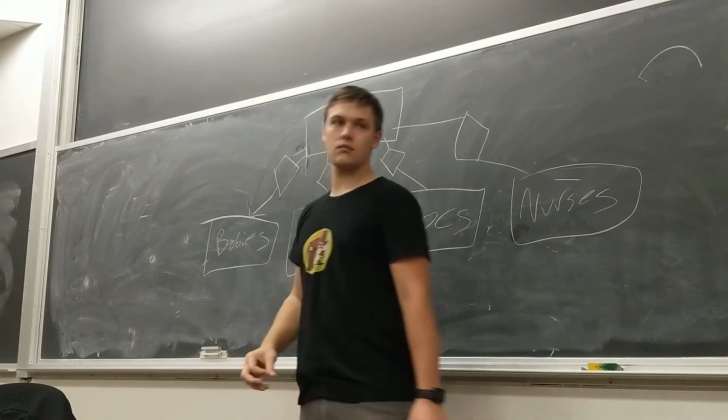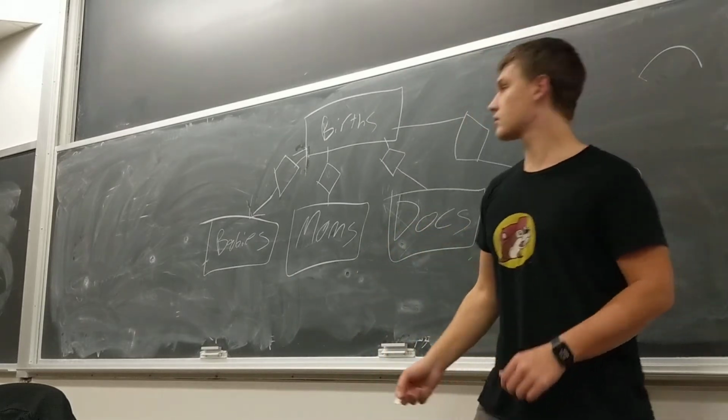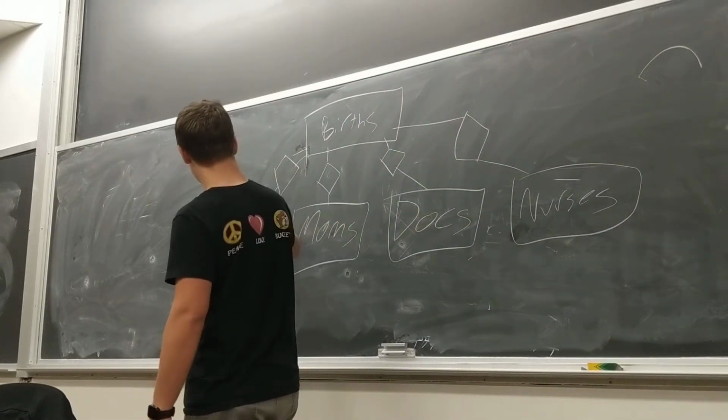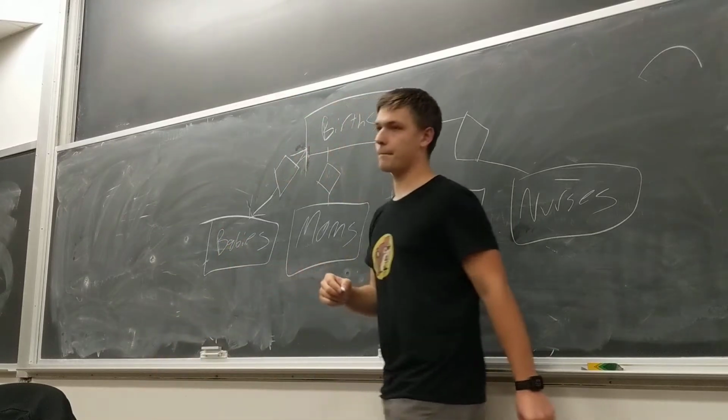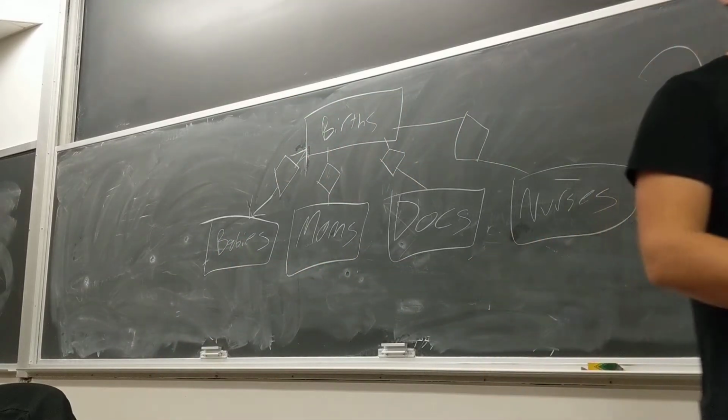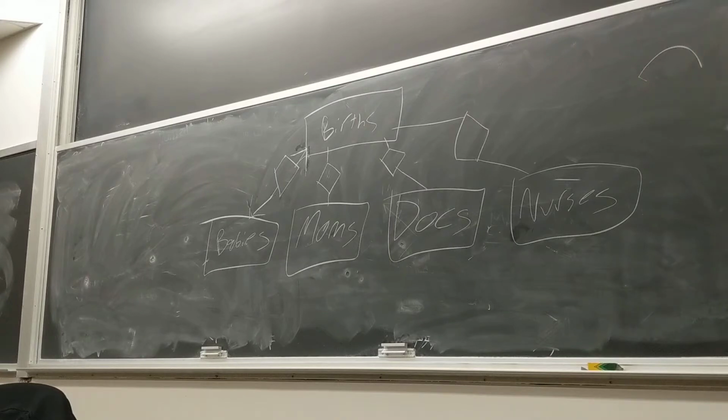Right, so uniqueness means at most one, right? But it doesn't necessarily mean not zero. So a better way of thinking about uniqueness is that if there's an entity in this entity set, it's only related to one of these relationships. Referential integrity means that there is always a baby, right?